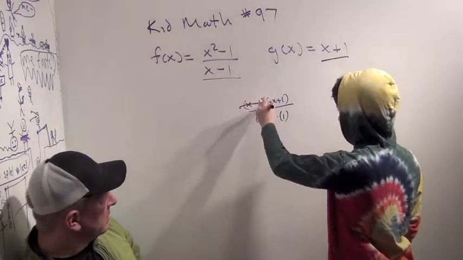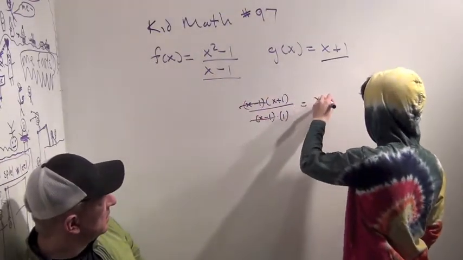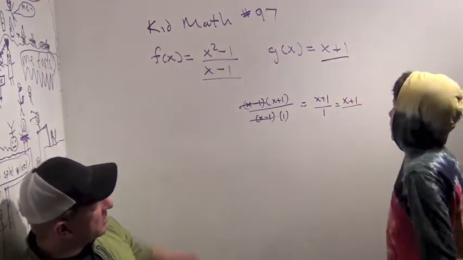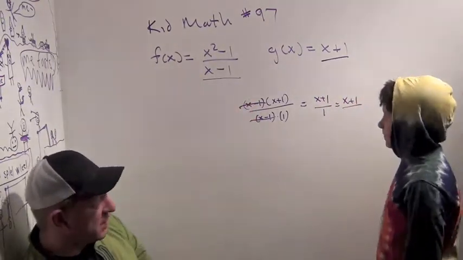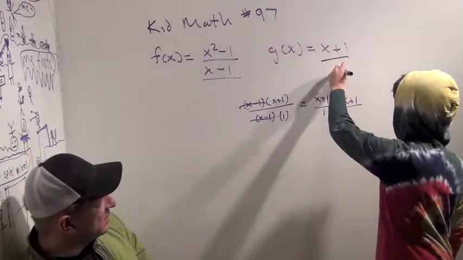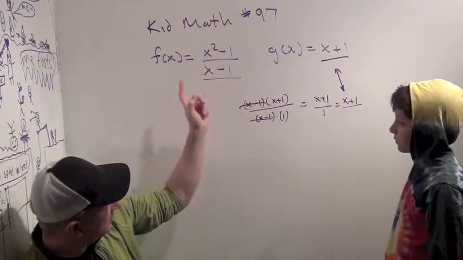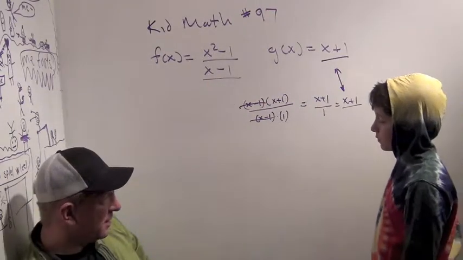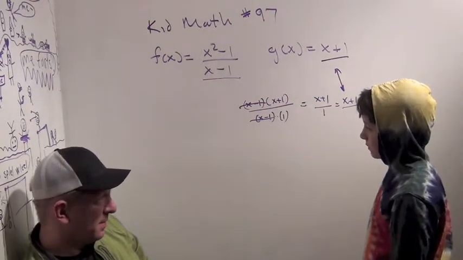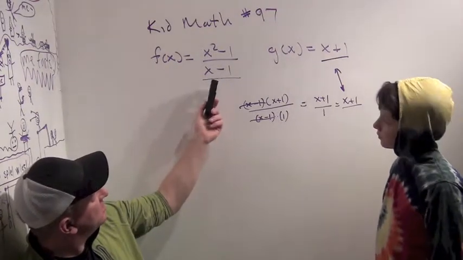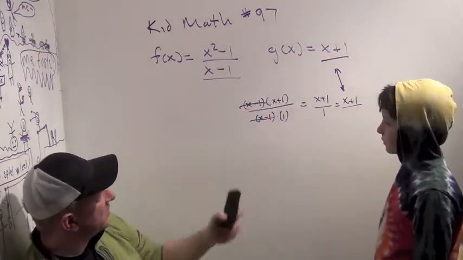Good job. So these two cancel, and we're left with x plus 1 over 1, which is just x plus 1. Okay, so there's an explanation of why we've gotten a lot of the same answers, but it still leaves an open question: are these the same? The answer is that they're not. Do you have any guess as to why this function and that function are not the same?